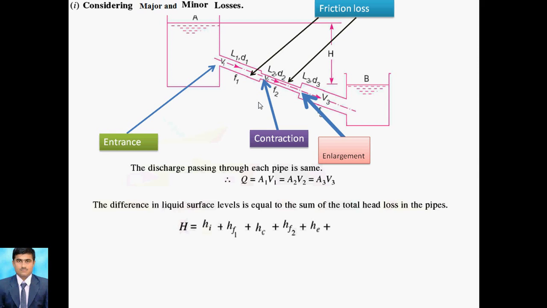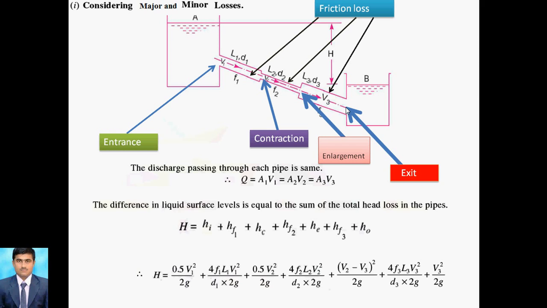Plus again this pipe is under friction, meaning HF3, because the third pipe is there. Then again this pipe is attached to the second pipe, which means exit loss is there, so you can say exit loss, HO. So these are the major and minor losses we are considering for this series pipe, or you can say compound pipe.